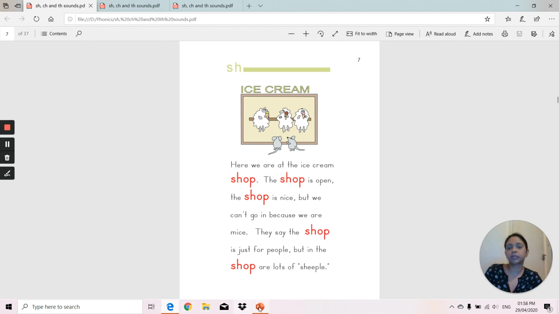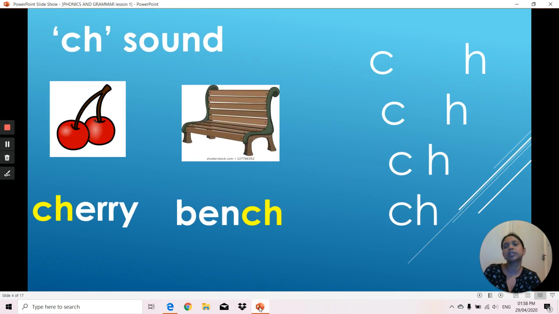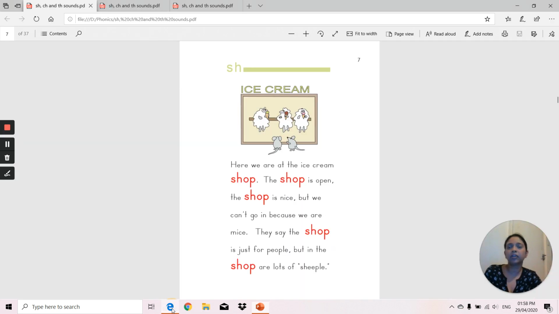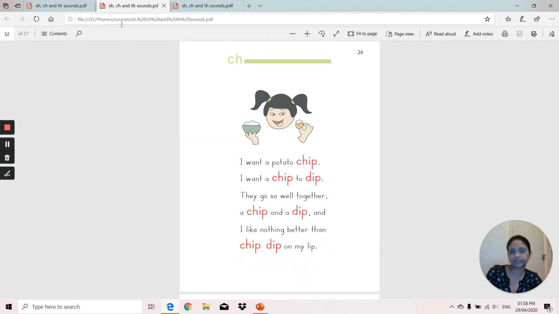Now we will move on to the next sound, which is your ch sound. Again, we need a c and a h. When they come together, they make the ch sound. Now ch comes in the beginning of a word as in cherry and at the end of a word as in bench. Let's read a little story on the sound ch.